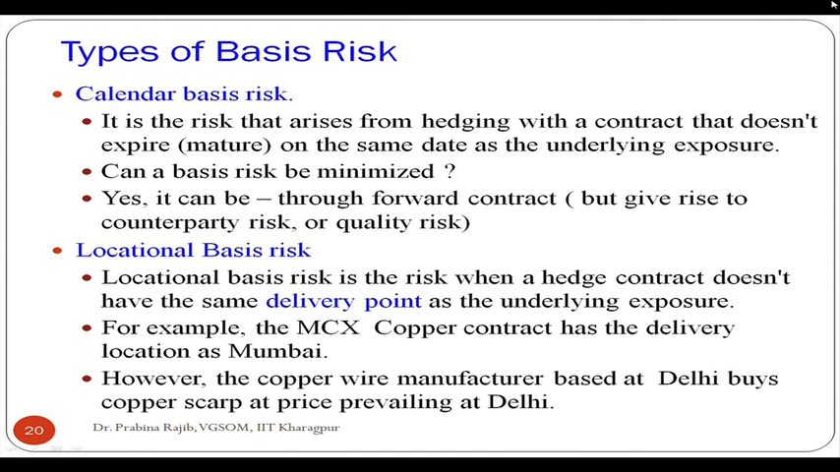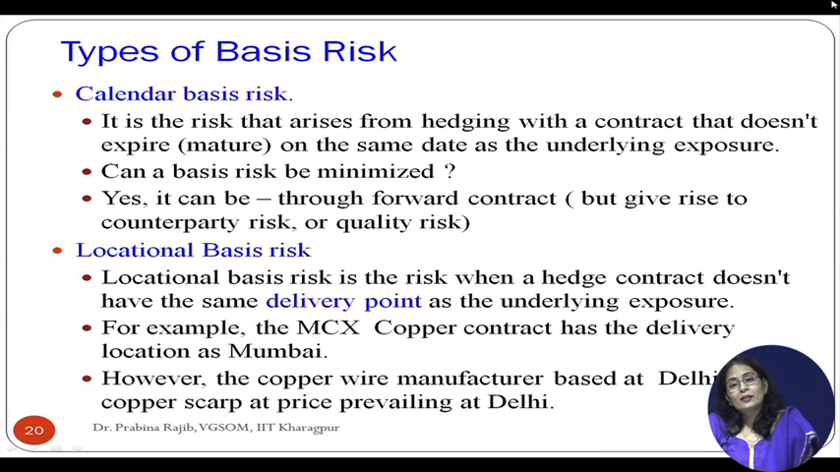Now, why does basis risk arise, or what are the different types of basis risk? One we have already explained, that is called calendar basis risk. The reason for basis risk is the fact that the day traders would like to square up their position is different from the contract maturity date. If all traders would like to square up their position on the contract maturity date, then the traders will not be exposed to the basis risk.